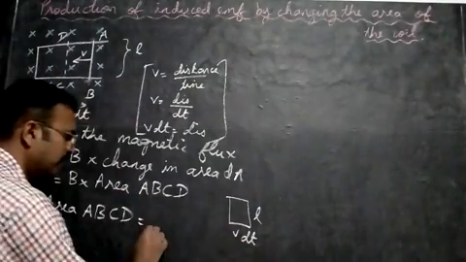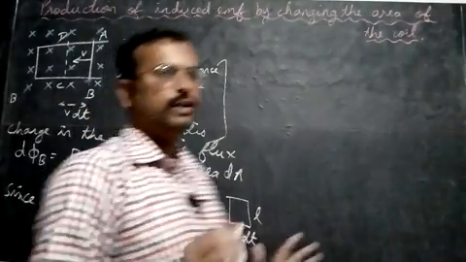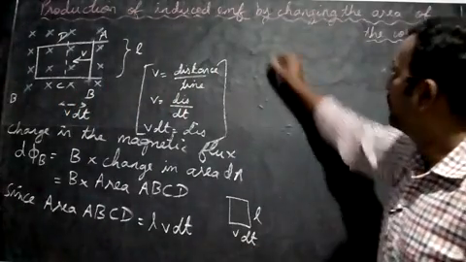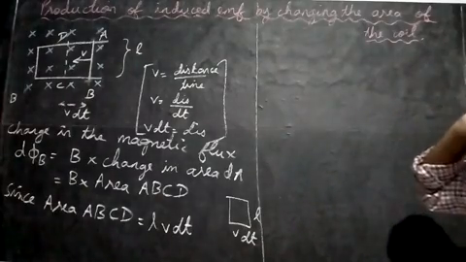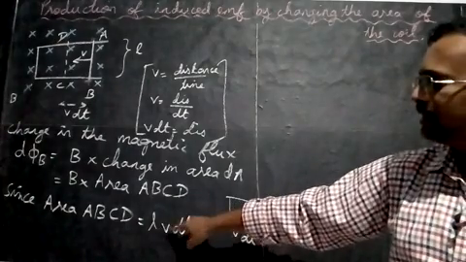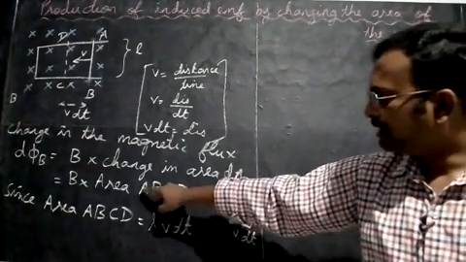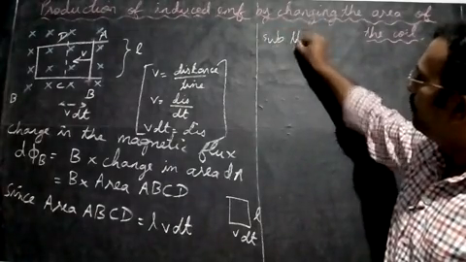Okay, so that's how we get here VL into V into dt. Okay, length into breadth formula. Now let's go to this side here. Let us see this magnetic flux here. So now we have this thing. Let's substitute here the value for area.